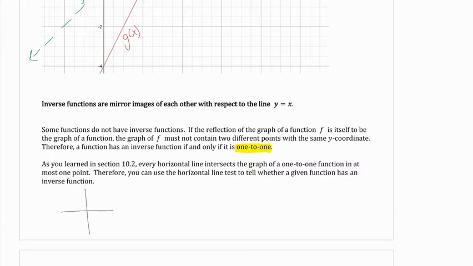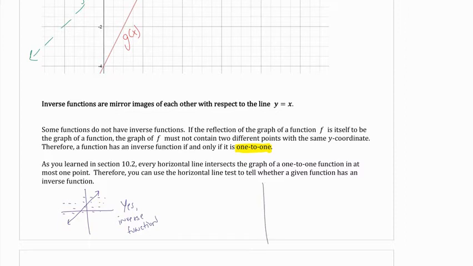So for instance, if I have a function, if I just make it like this, right? If I do that horizontal line test and look at them, it's going to have an inverse function because it passes the horizontal line test. It only crosses through one point at a time. So yes, this has an inverse function because it's one-to-one.